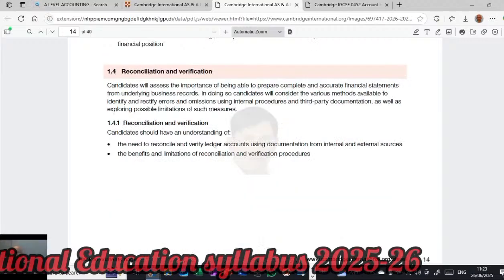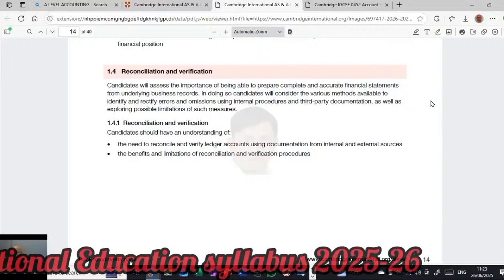So reconciliation and verification, this is another part. Candidates will assess the importance of being able to prepare complete and accurate financial statements from understanding business records. Reconciliation and verification should include understanding the need to reconcile ledger accounts using documentation, internal and external sources, and the benefits and limitations of reconciliation and verification procedures. All these things are being taught.